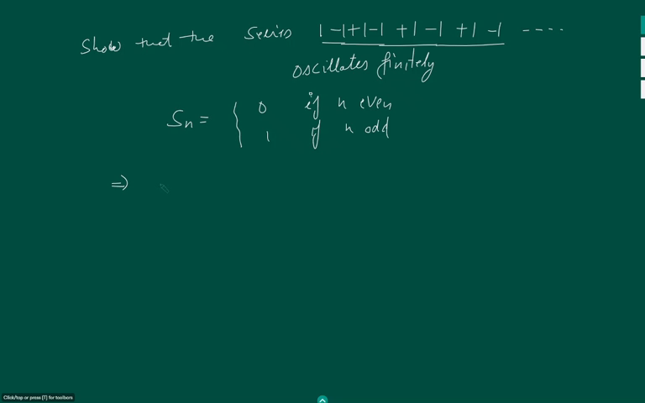All right. This oscillates. The terms of the sequence Sn are 1 0 1 0 1 0 1 0. That means Sn is an oscillating sequence. So the sequence of partial sums is oscillating, so we say that the series is oscillating. So the series is also oscillating.